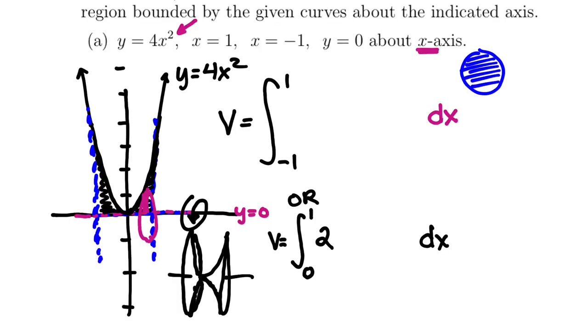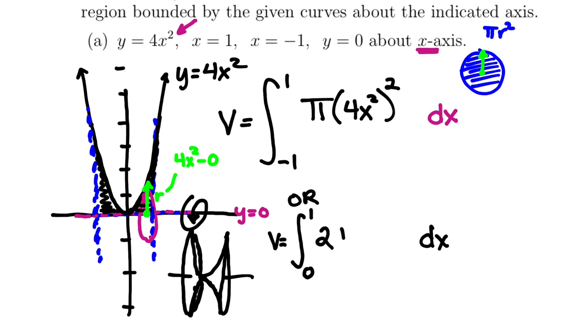We're integrating circles. And the formula for a circle is pi r squared. And what's our radius? Radius is the distance from the center to the outside. For our picture, the radius is the distance from the axis of rotation to the end of that region that's being rotated. In this case, it's 4x squared minus 0, or just 4x squared. And so you should be putting pi times 4x squared squared in your integral, which is pi times 16x to the fourth.